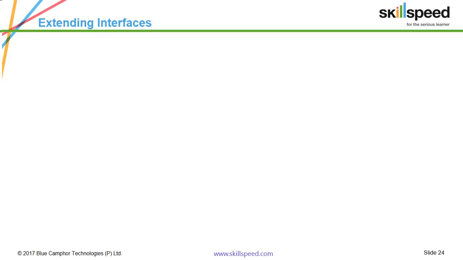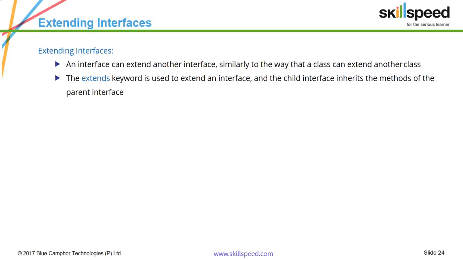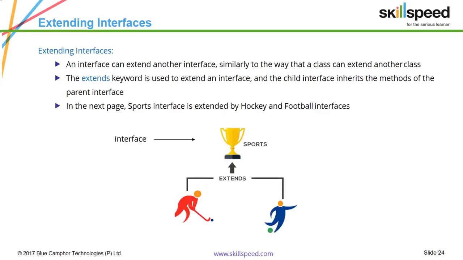Let us look at the concept of interface inheritance, which is interface extension. An interface can extend another interface similar to the way that a class can extend another class. The extends keyword is used to extend an interface, and the child interface inherits the methods of the parent interface. In the next page, the sports interface is extended by hockey and football interfaces.